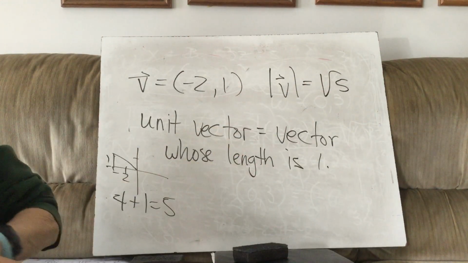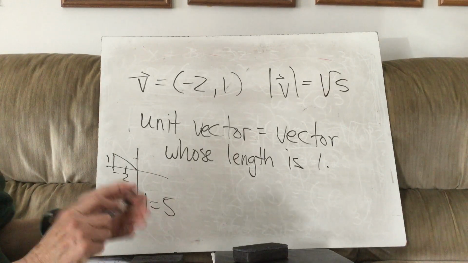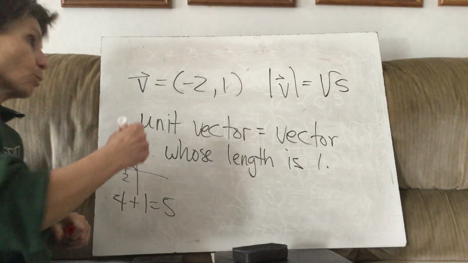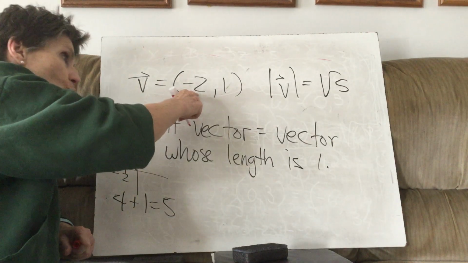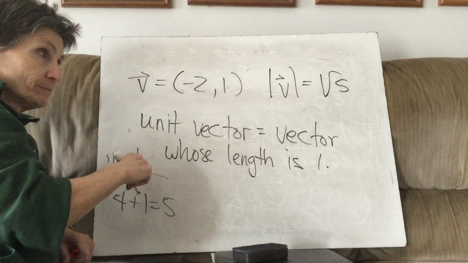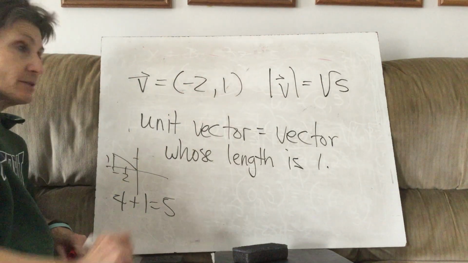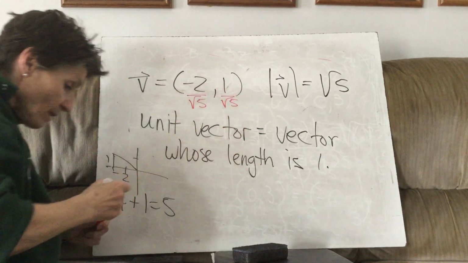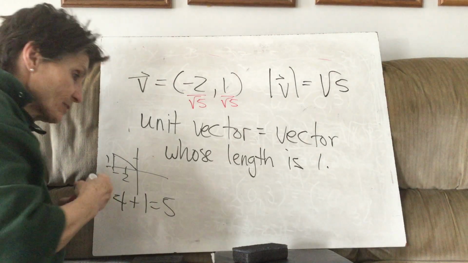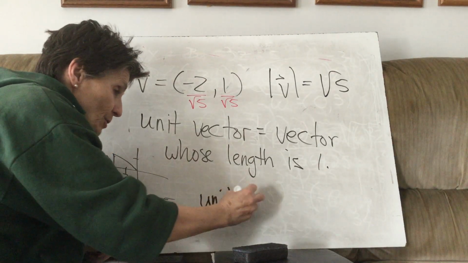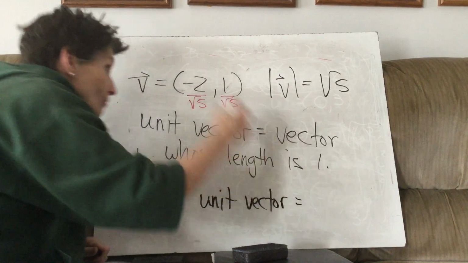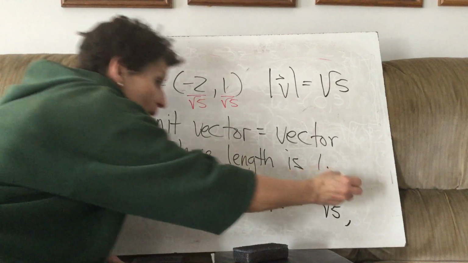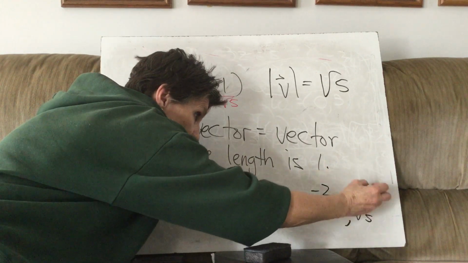So how do we make it a unit vector? Well, you aren't going to believe this. It is incredibly simple. We simply take the coordinates of the vector and divide by the magnitude. In other words, we just put both of these over the square root of 5. So your unit vector for this vector would be negative 2 over root 5, comma, 1 over root 5.